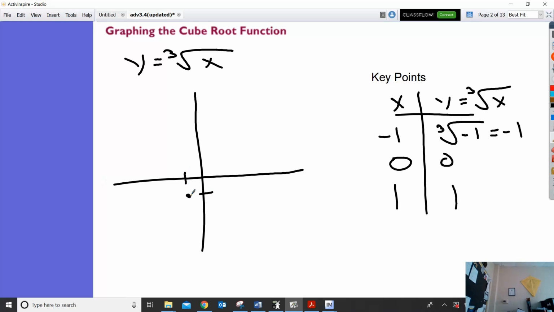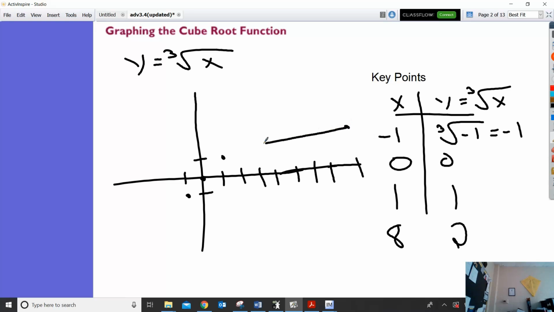Back 1, down 1. 0, 0. 1, 1. You might look at that and think that you actually need to draw a line, so I'm going to extend it just a little bit. You don't ever plot these points. The next number you can take the cubic root of is 8. What's the cubic root of 8? 2. That right there would help you determine what it looks like.